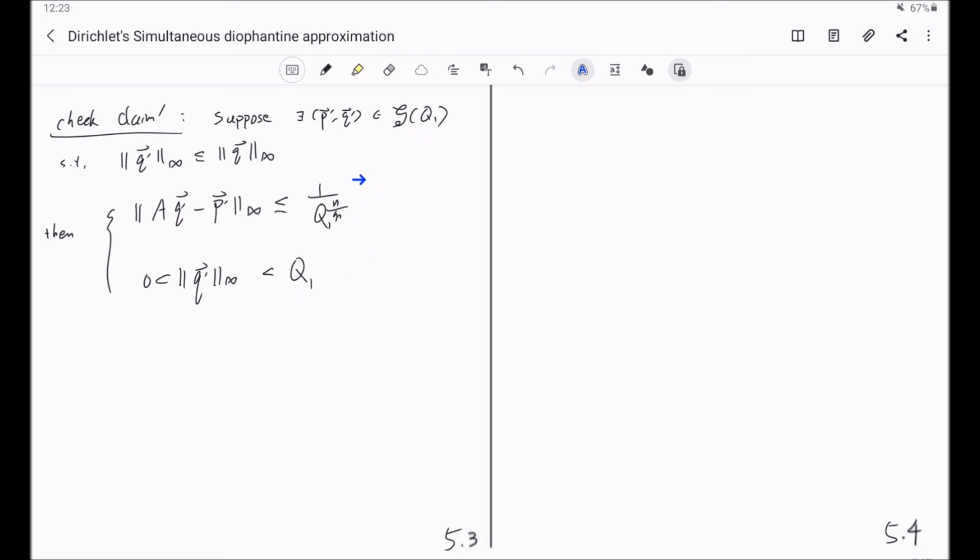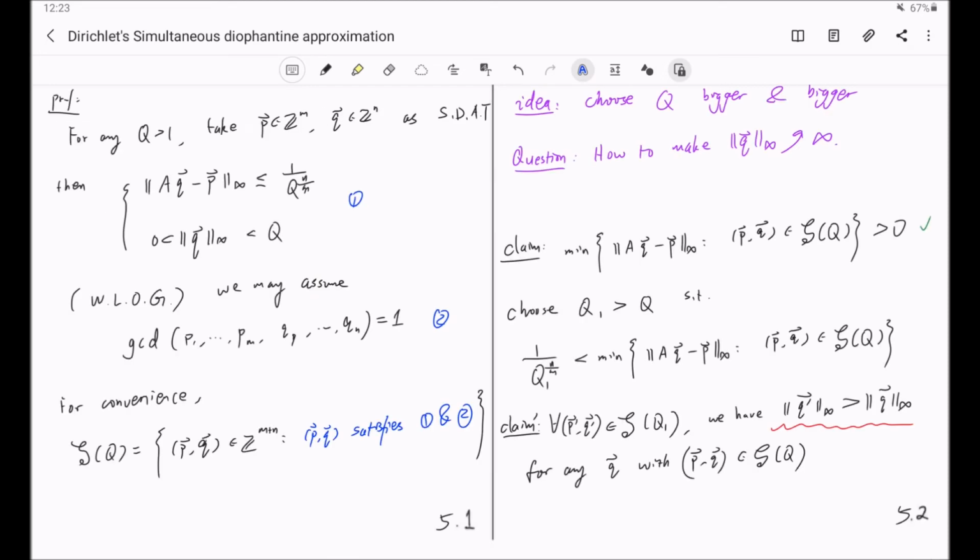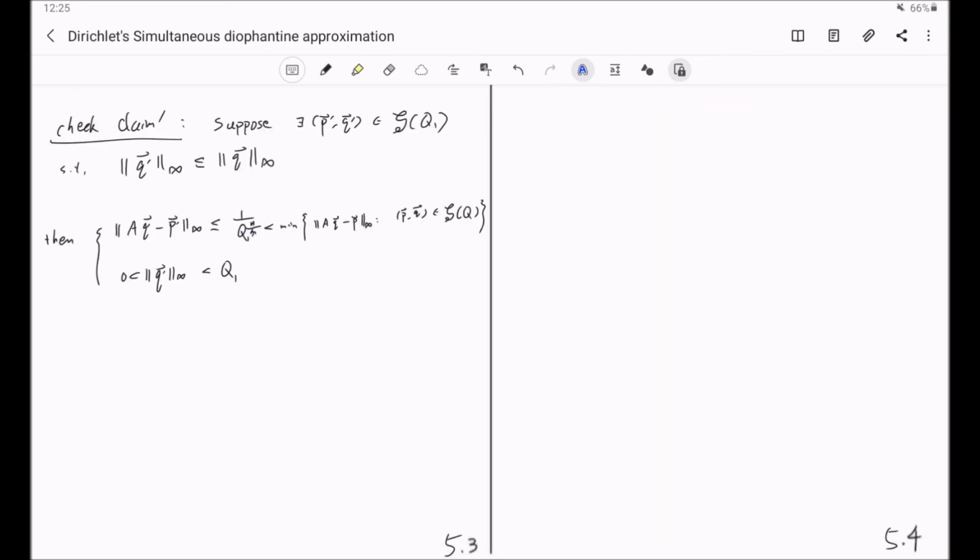But remember, how do we choose Q sub 1? We chose Q sub 1 so that this is less than a minimum of this. Let me copy it down in here. This power of Q sub 1 is strictly less than the minimum of all possible such norms with P, Q in S of Q. Then you get the contradiction. Why contradiction? Remember, Q1 is also bigger than Q by our choice.